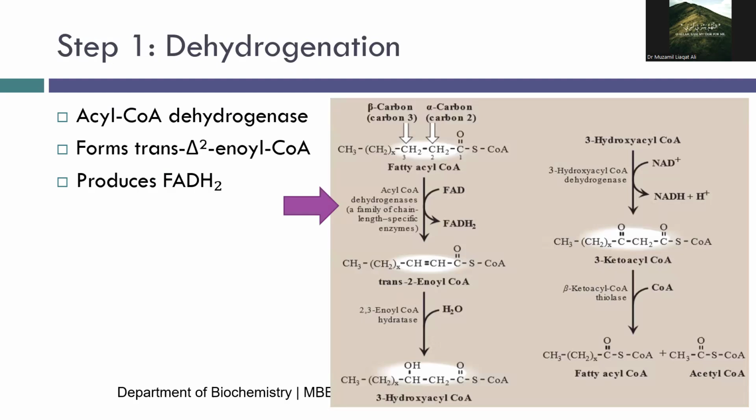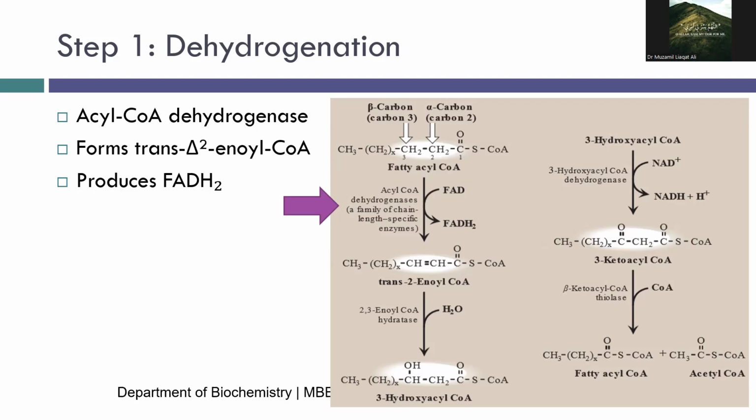Now, let's move to the 4 steps involved in this process. The very first step is the dehydrogenation. The enzyme required is the acyl-CoA dehydrogenase, a chain-length-specific isoenzyme. The reaction here is acyl-CoA leading to the formation of trans-enoyl-CoA and the production of the FADH2 molecule.